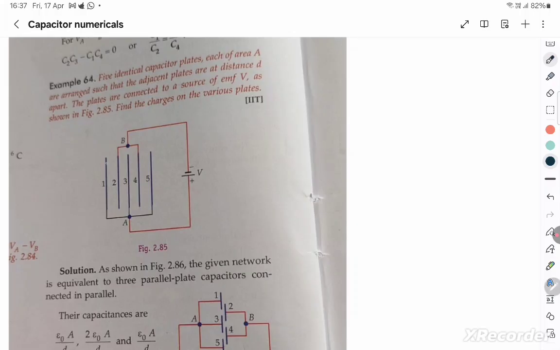It's an IIT question. Can you see that plate 1, plate 3 and plate 5 are connected to the positive terminal, and plate 2 and plate 4 are connected to the negative terminal? The plates alternate: positive, negative, positive, negative, positive. A positive and a negative make one capacitor, a negative and a positive make another, but they are in parallel because negative and negative are connected. You understand? Negative and negative are connected.